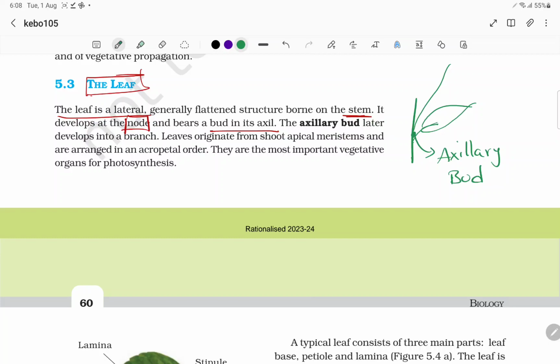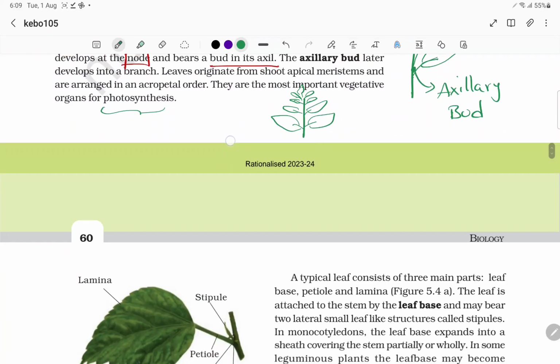Leaf originates from the shoot apical meristem and is arranged in acropetal order. The meaning of acropetal is that you will have the older leaves at the bottom, and when you go up you will have the newer leaves, so the size decreases like this. So this is acropetal arrangement. It is the most important vegetative organ for photosynthesis because it consists of chlorophyll A, chlorophyll B, beta carotenoids, and xanthophylls, all those things, right?